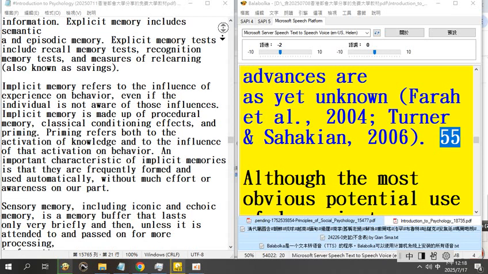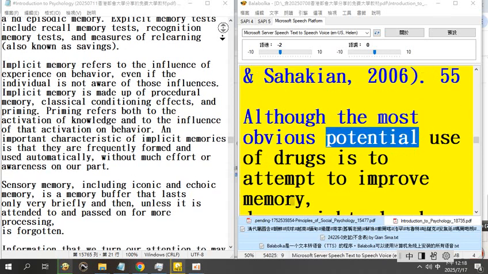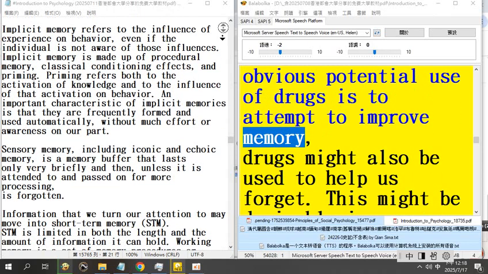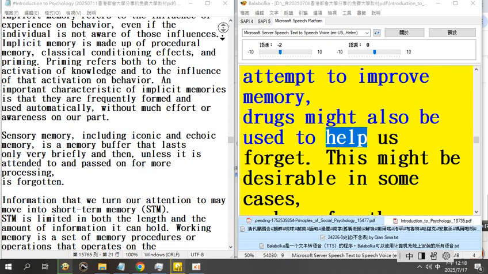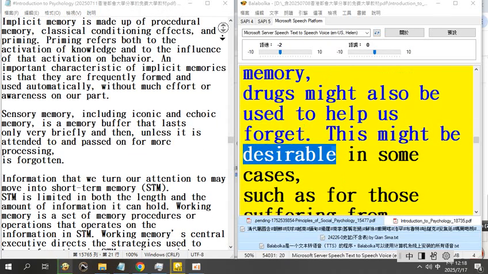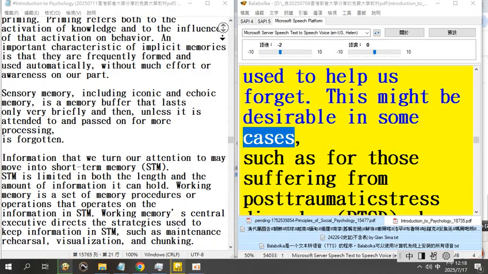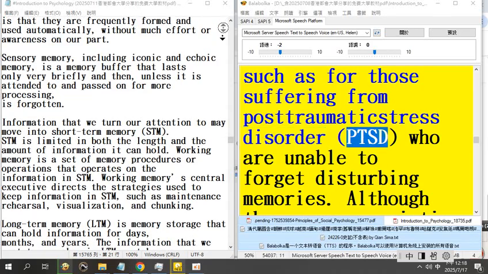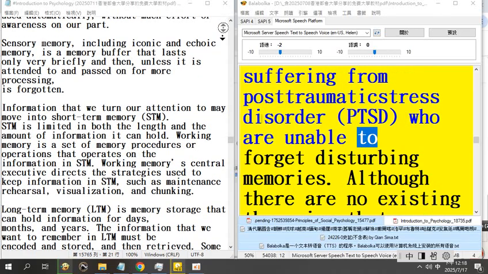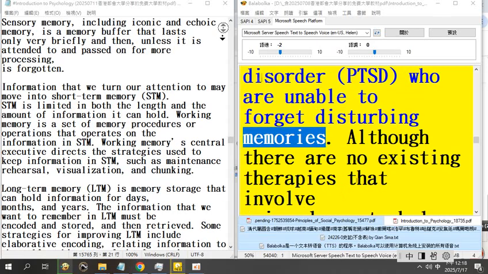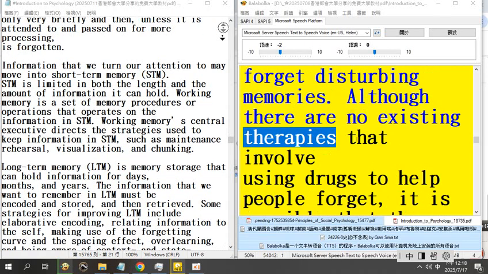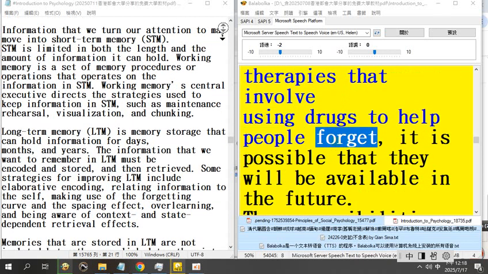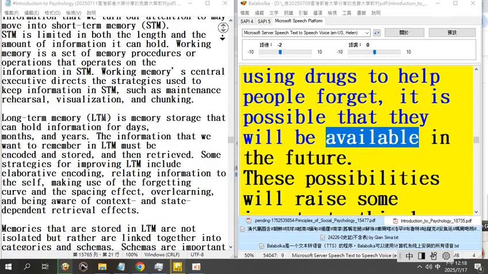55. Although the most obvious potential use of drugs is to attempt to improve memory, drugs might also be used to help us forget. This might be desirable in some cases, such as for those suffering from post-traumatic stress disorder, PTSD, who are unable to forget disturbing memories. Although there are no existing therapies that involve using drugs to help people forget, it is possible that they will be available in the future.